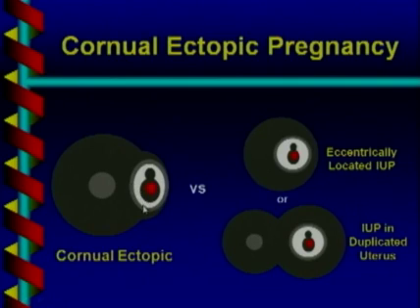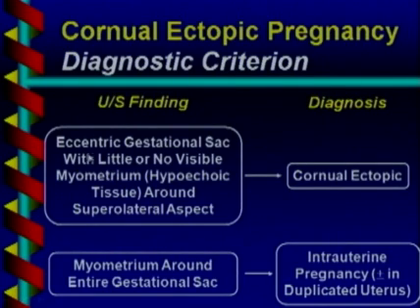The key difference: we diagnose a cornual ectopic when we see no myometrium. Myometrium, or the muscle of the uterus, looks dark compared to the tissue around the gestational sac. If we see no myometrium and bulging of the edge of the uterus, we call it a cornual ectopic. So if there's an eccentric gestational sac with little or no visible myometrium, which shows up as hypoechoic tissue around the superior or lateral aspect of the gestational sac, we call it a cornual ectopic. And if there is myometrium around the entire gestational sac, it's an intrauterine pregnancy.